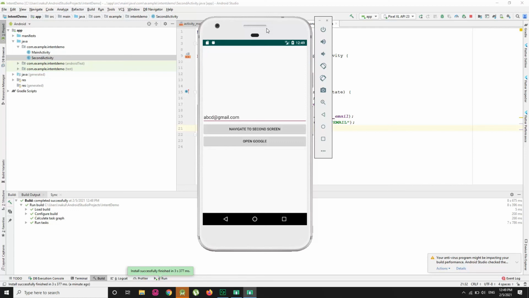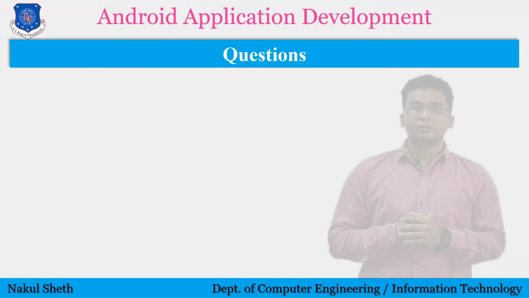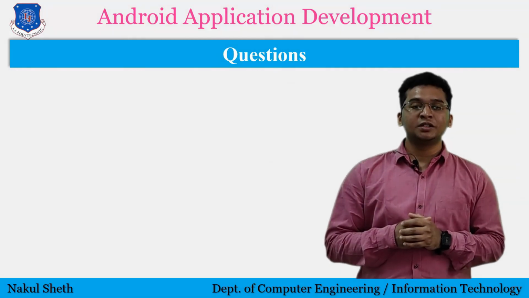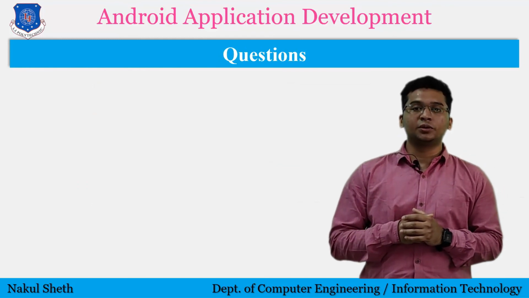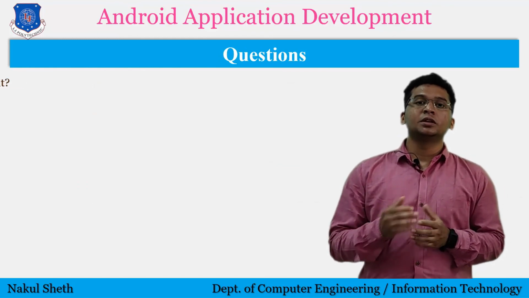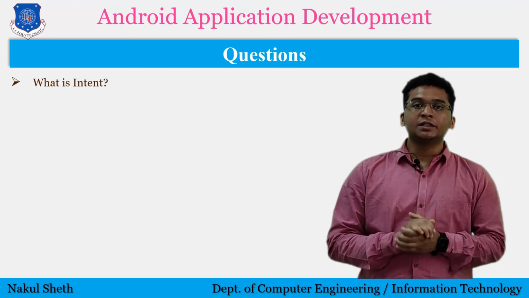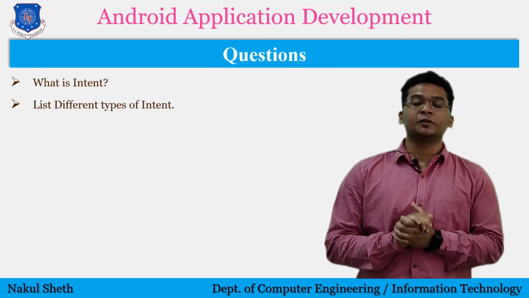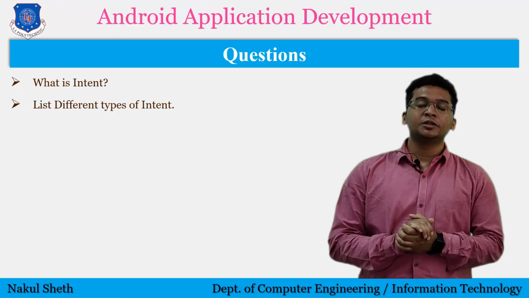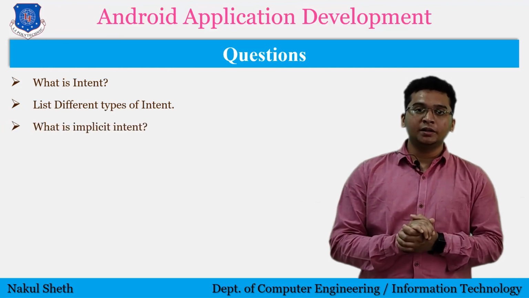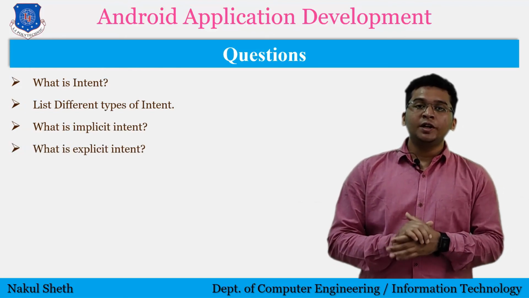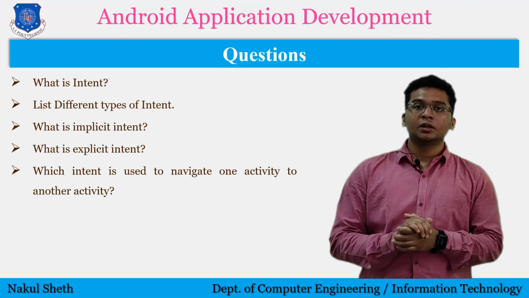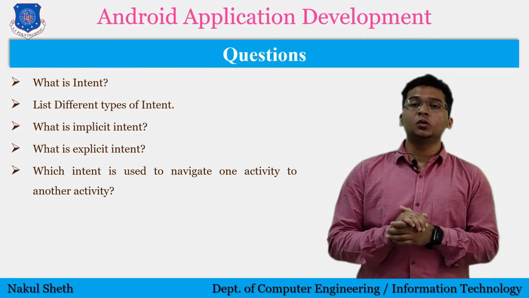Now let us see some important questions related to this tutorial. So students, this is it for today's video. Now let us discuss some important questions related to this tutorial. First question is, what is intent? Then second question, list the different types of intent. Then third question, what is implicit intent? Fourth one is, what is explicit intent? And the last, which intent is used to navigate from one activity to another activity?